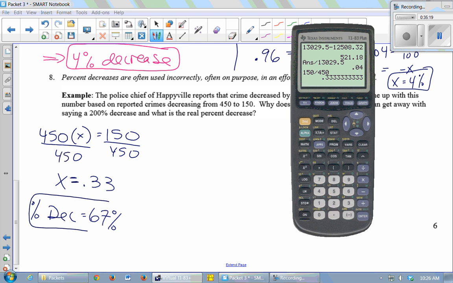Yeah, it's just a rounding issue. Okay, so that's method number 1. Or 66, sure.